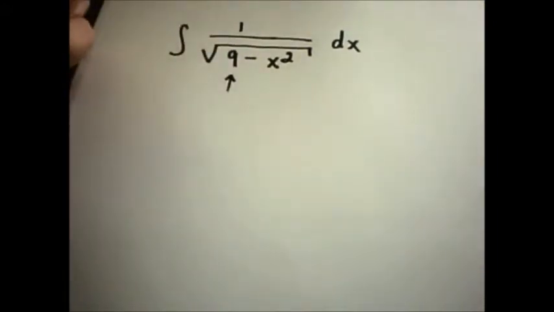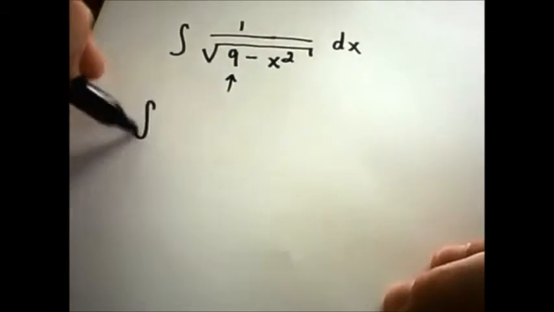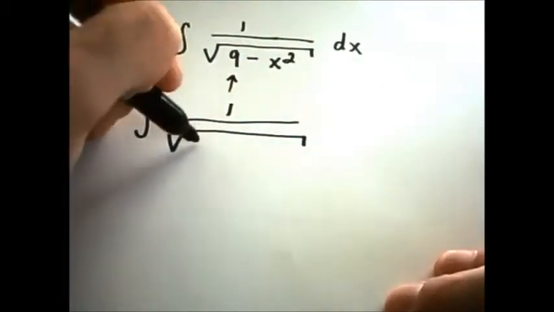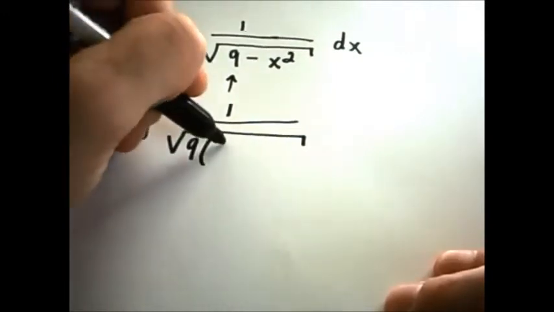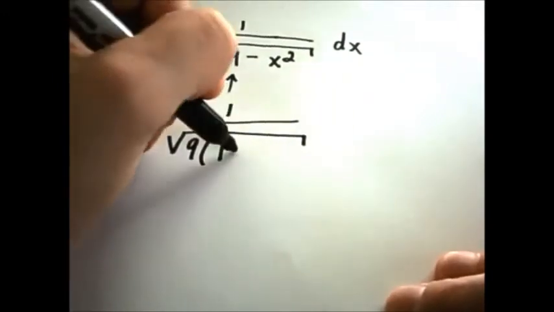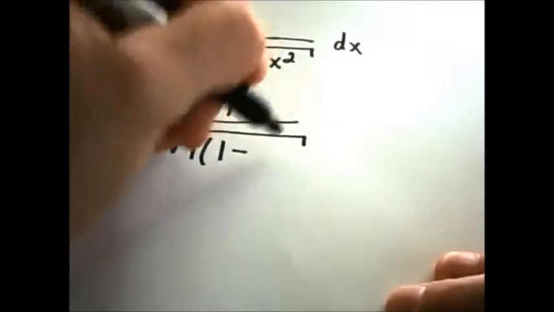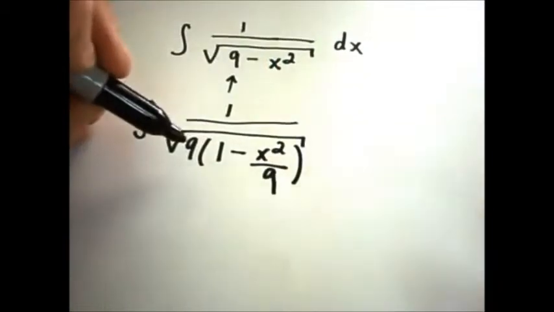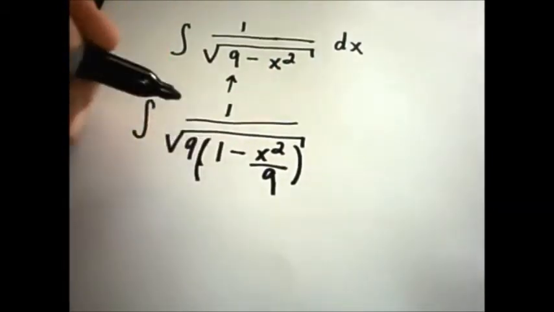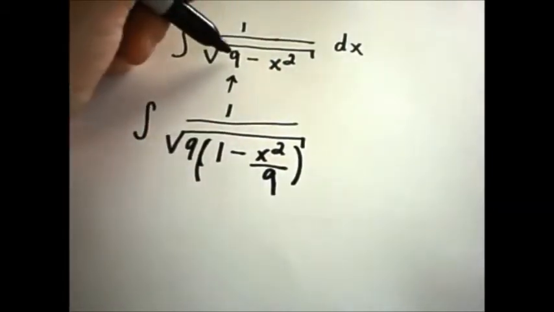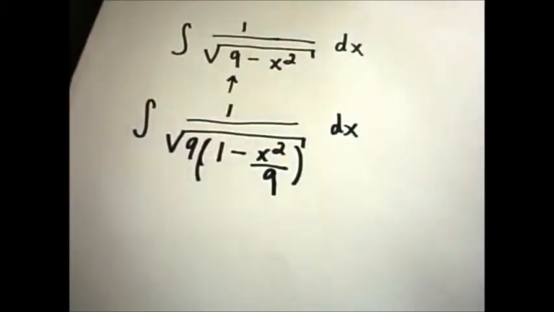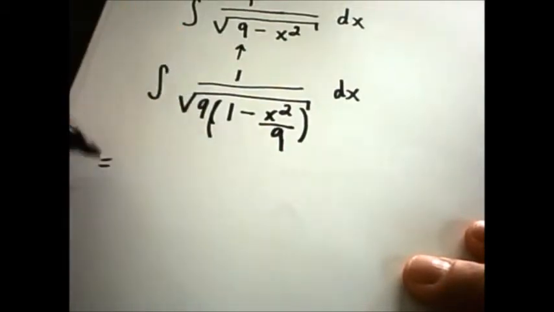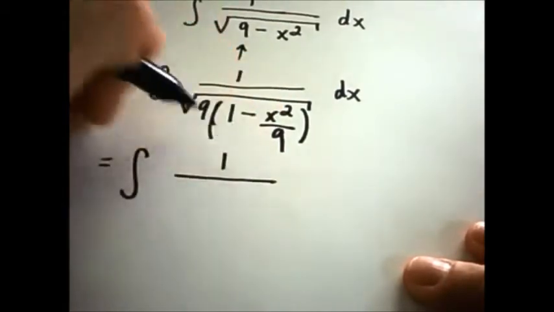Alright, let's see. Maybe one more. Do one more here. Suppose here I want to integrate, let's make it 1 over 9 minus x squared.